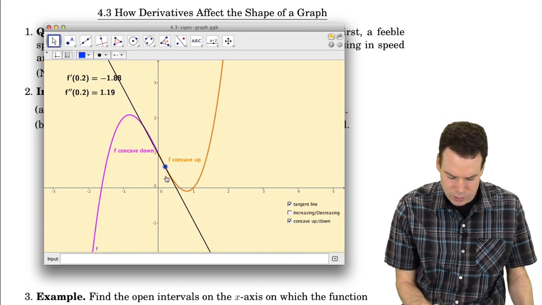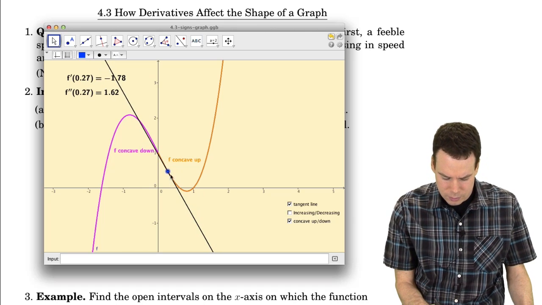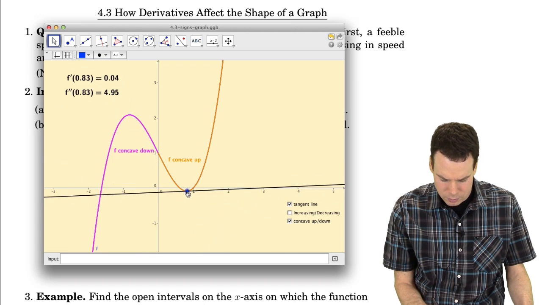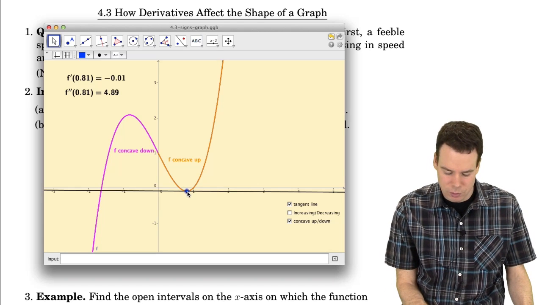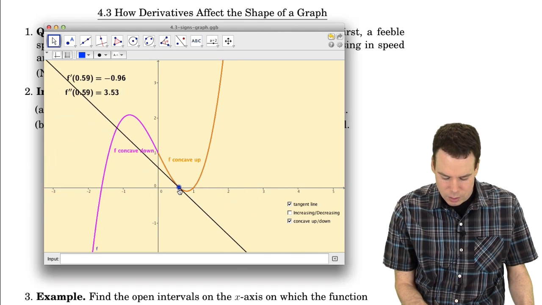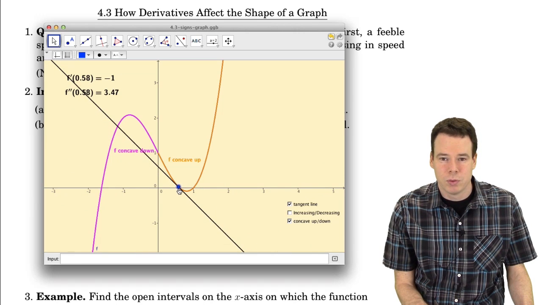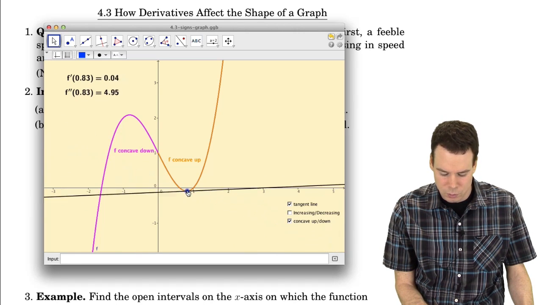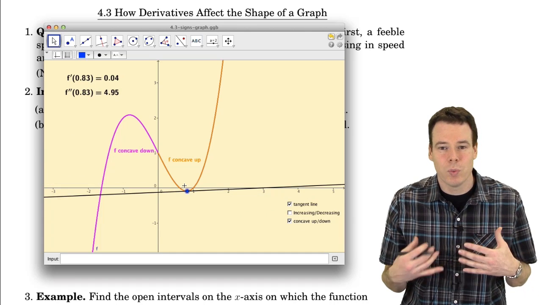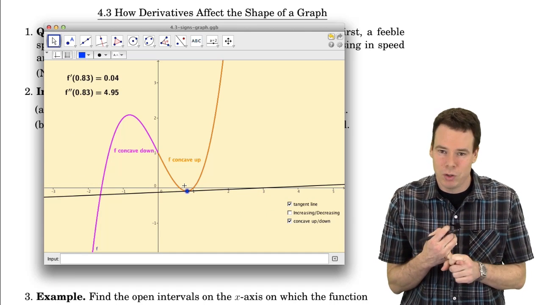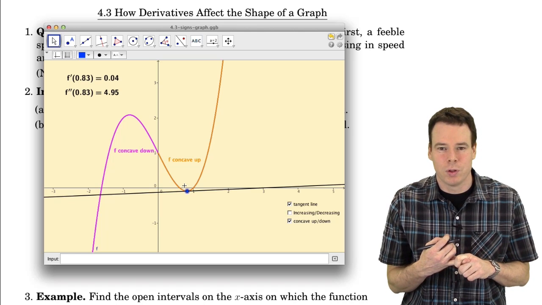Now, one of the things to notice here is, let's look at this point right down here. So there's a local minimum. Its derivative is 0 there. To the left of that local minimum, the derivative is negative. To the right of the local minimum, the derivative is positive. And that's going to be a way we can decide, if we found a critical point, whether it corresponds to a local max or local min.